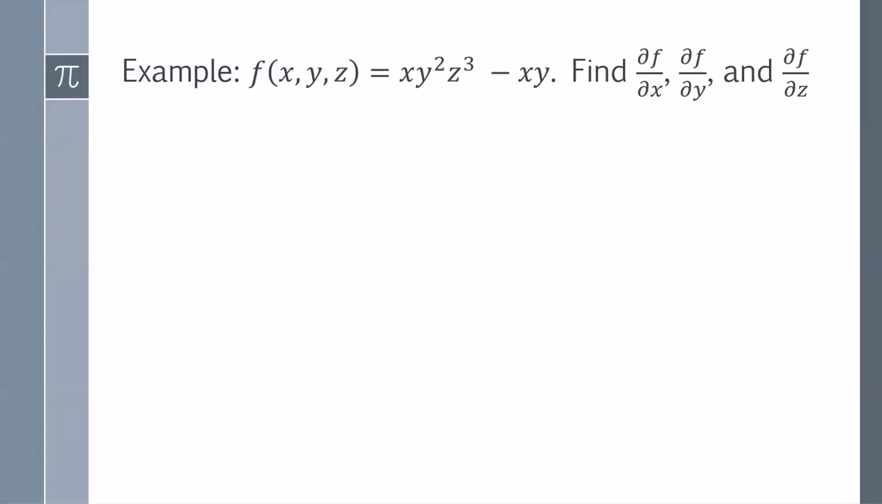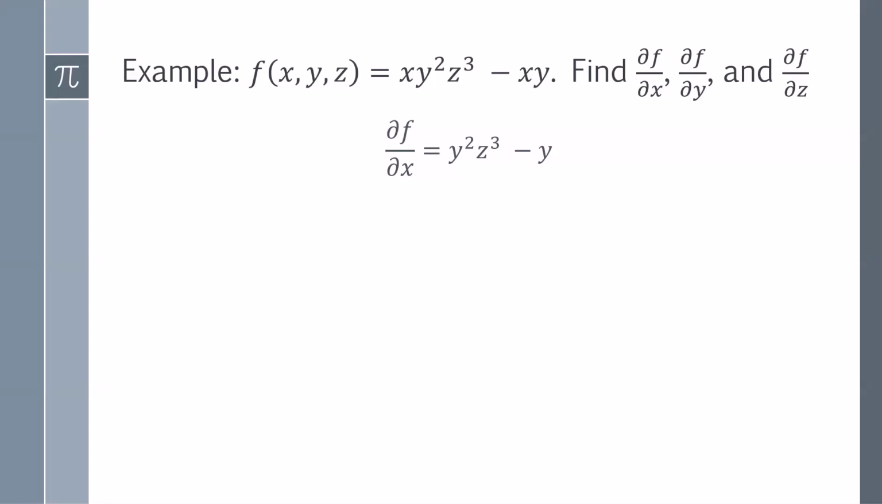Consider the function f of x, y, and z equals x y squared z cubed minus xy. We want to find all of the first partial derivatives. So the first partial derivative of f with respect to x is the derivative of x leaving y squared and z cubed constant, which is y squared z cubed, and the derivative of xy, which again we're differentiating x leaving y constant, is just a negative y.